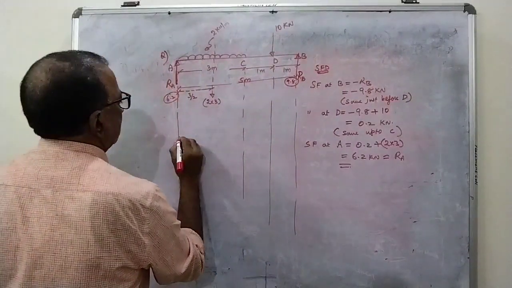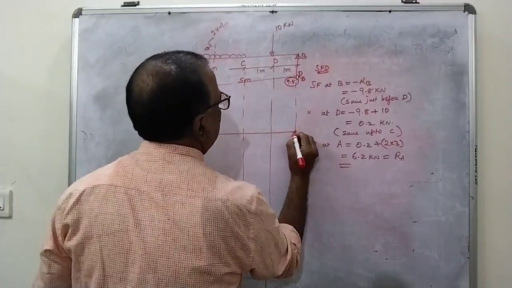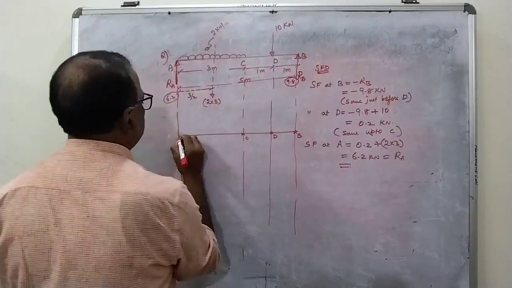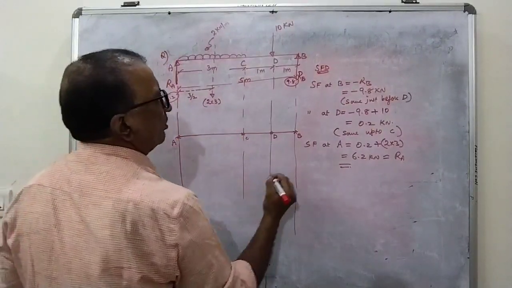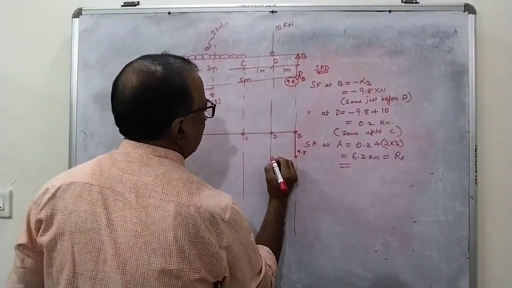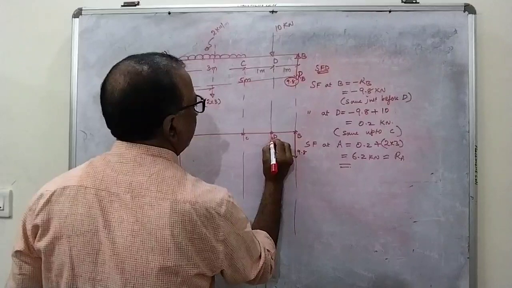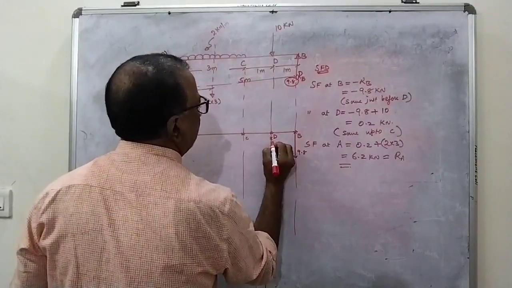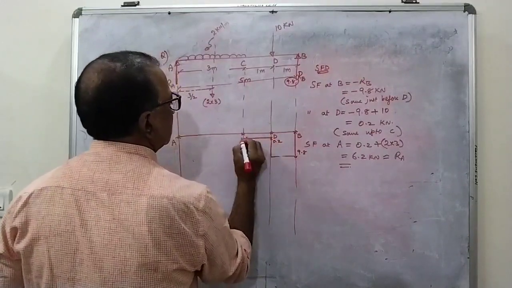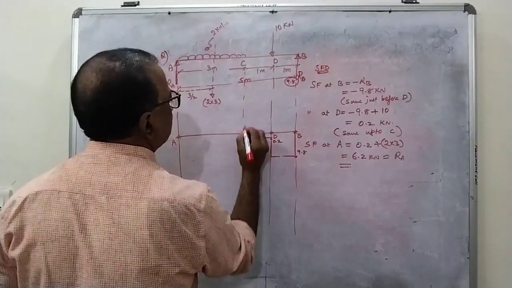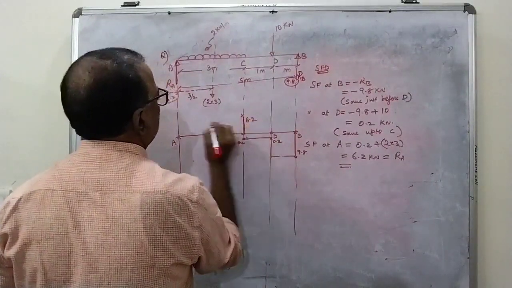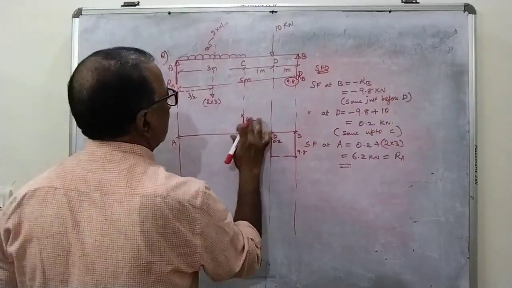So now, if I draw the diagram, this is B, this is D, this is C, this is A. So at B, the value is 9.8, remains the same up to D. Immediately at D, it is changed to 0.2, from 0.2 it is increased to 6.2. Sorry.